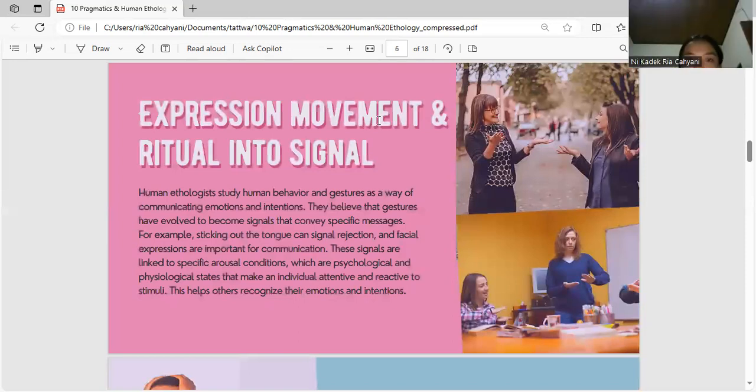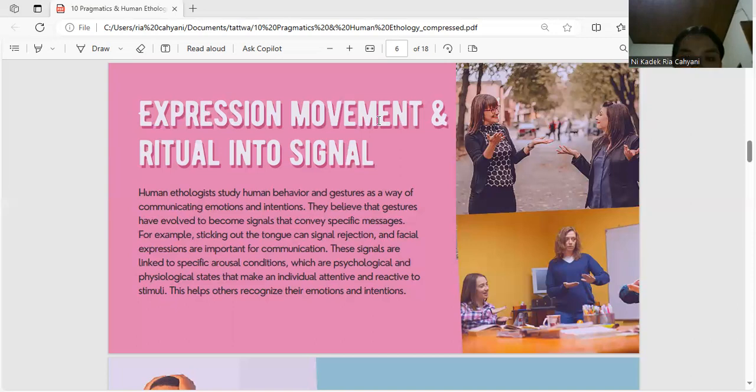All right, thank you for the time. So now I will explain expressive movements and their relation to signals. For human ethologists, that is biologists and behavior physiologists investigating human behavior, gestures belong to the class of expressive movements, which they define as behavior patterns that have undergone distinctive differentiation into signals during a process of ritualization. The prerequisite condition for the development of an expressive movement into a signal is that it has to regularly accompany a specific arousal condition.